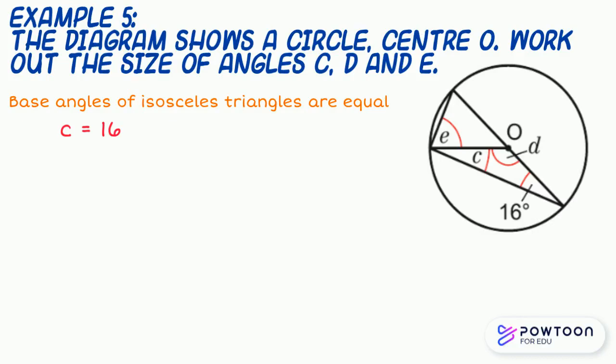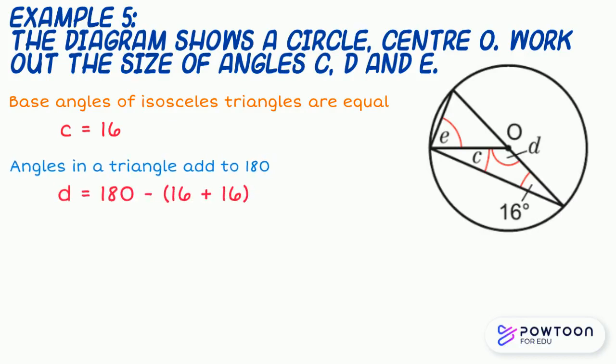We can then find the size of angle D by saying it is the third angle in a triangle, and angles in a triangle always add up to 180 degrees. So we'll do 16 plus 16 to get 32, and take that away from 180, so that D is 148 degrees.